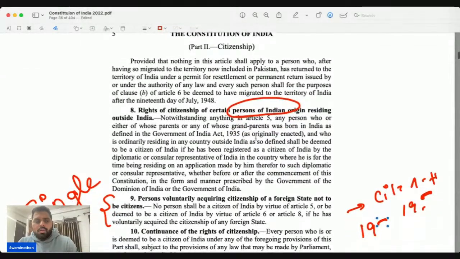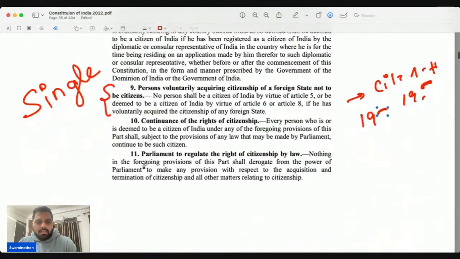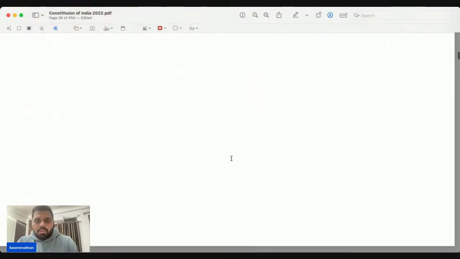Article 5 goes on to Article 11. Article 11 gives the power to the Parliament to make laws to regulate the rights regarding citizenship. In this regard, Parliament has made a law, the Citizenship Act of 1955. There have been certain amendments to it from time to time, and that particular act is giving us the citizenship after the commencement of the Constitution, right? So this is Part 2 of the Constitution.